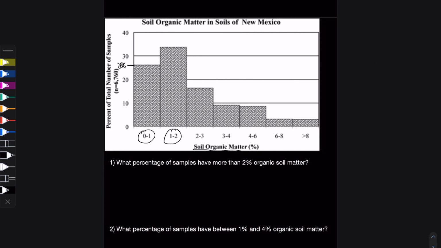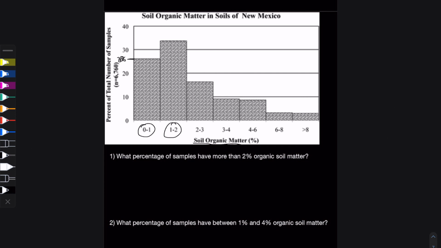So the first question is asking us what percentage of samples have more than 2% soil organic matter. So we know that 2% would be right here, if I drew that line. And so this would be all the samples this way. So it would be 2 through infinity. And that means we would add up this number right here, however much that is, and then however much that is, plus this one, plus this one, plus this one.